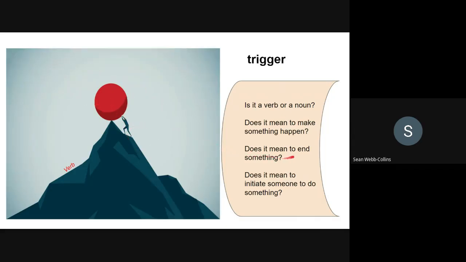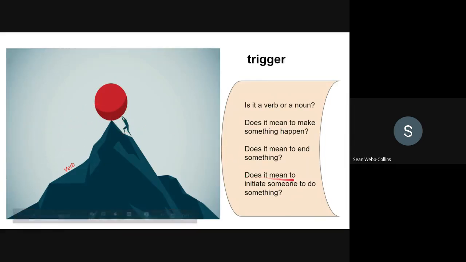And does it mean to end something? No, it means to start something. To trigger the ball falling down the mountain, the man has to trigger it by pushing it. The man will trigger the ball falling down the mountain by pushing it.